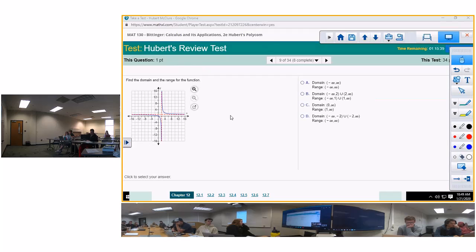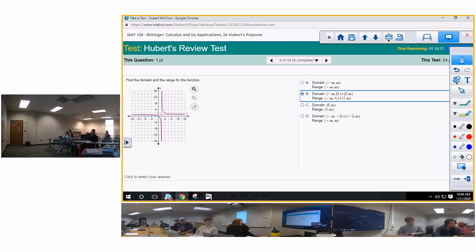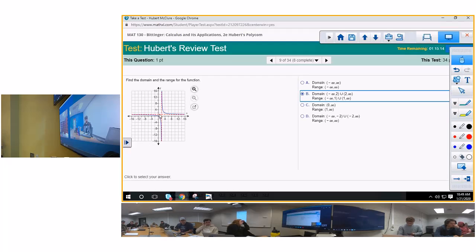Find the domain and range. The domain is all real numbers except for 2. So which one says all real numbers except for 2? Looks like Bravo. Wait a minute. Could be, no, that's negative. So it's Bravo. And the range should be, let's see, 1, 2, let's see. That's 2, 4, so that'd be 1. Yeah, 1. Okay, so that's a pretty simple question. I should take that one off. That one's too easy.